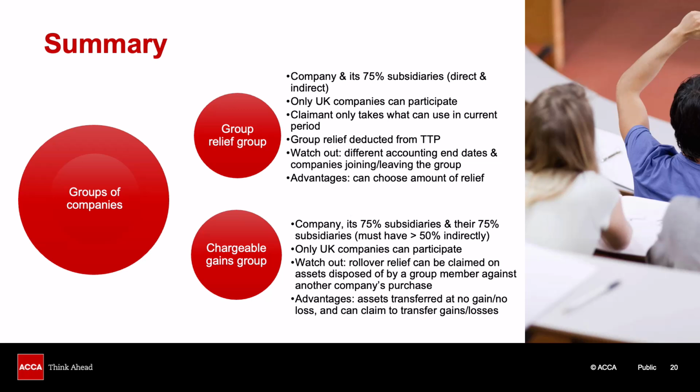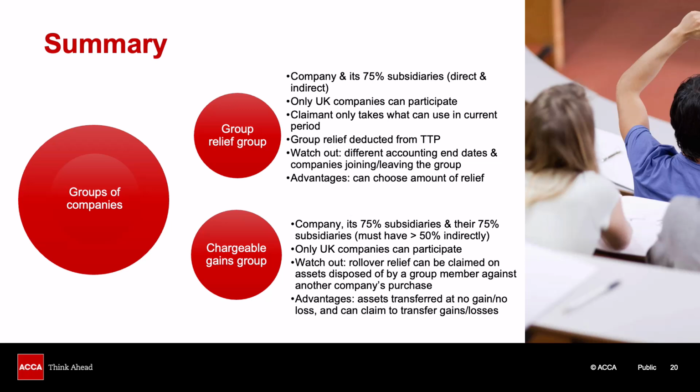In summary then, for a group relief group, we're looking at a company and its 75% subsidiaries, both direct and indirectly. Only UK companies can participate in the group. A claimant company can take what it can use in the current period and no more. Group relief is deducted from taxable total profits. Watch out for different accounting end dates and companies joining or leaving the group during the period. Advantages of a group relief group are they can choose any amount of relief up to the maximum.